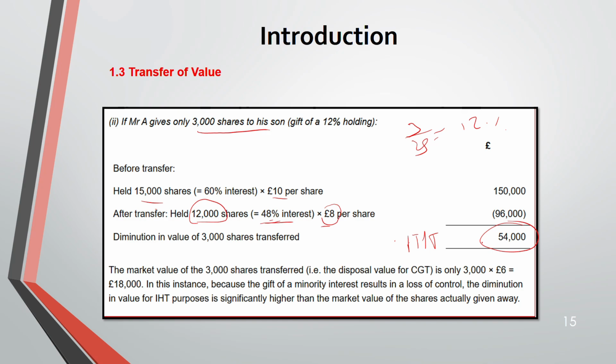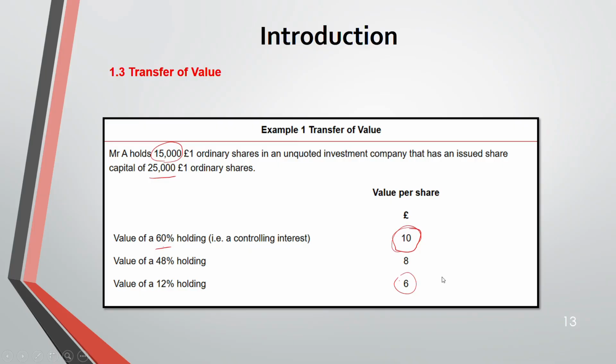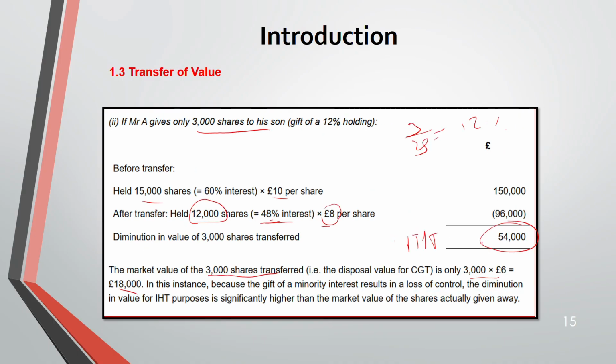When we are going for CGT, the market value of the 3,000 shares that is transferred, that is 3,000 into 6. For your CGT, it will be 18,000. Why 3,000 into 6? Because at 12% holding, the value per share is 6, and you're giving away 3,000 shares. So 3,000 into 6 is 18,000. For CGT, CGT will be charged on 18,000. But for IHT, it is the difference between before the gift and after the gift.